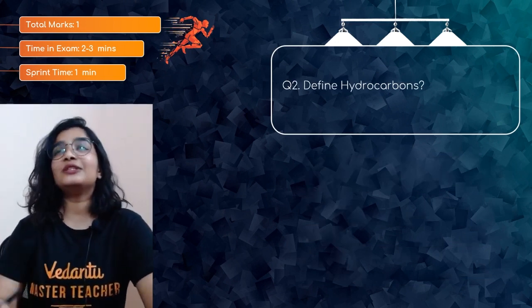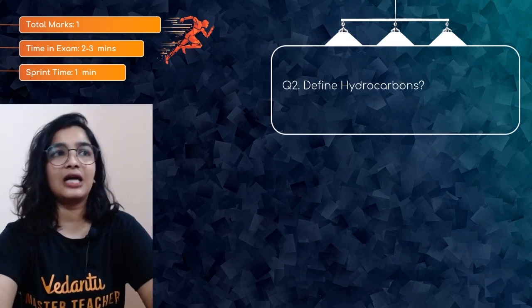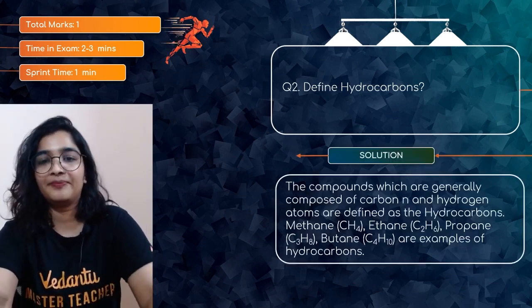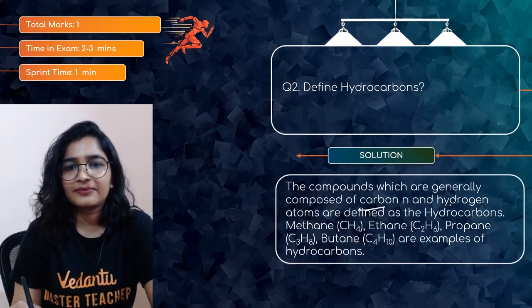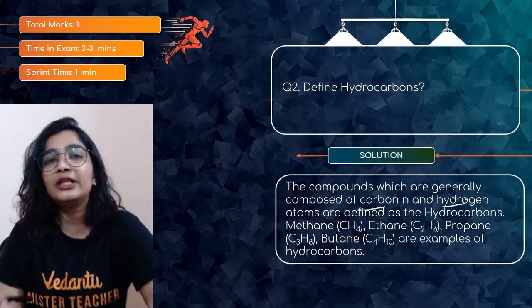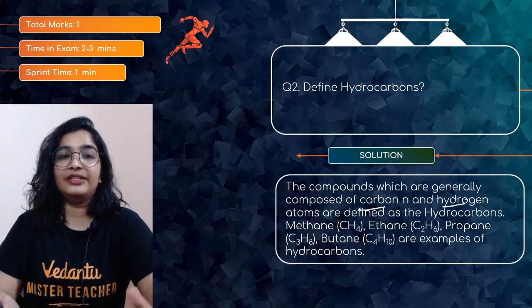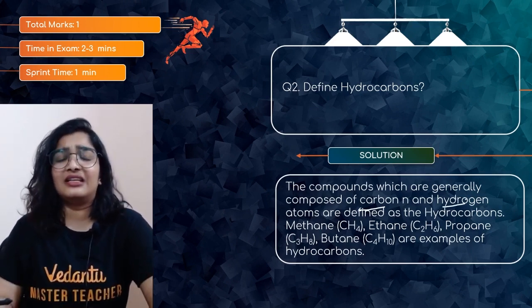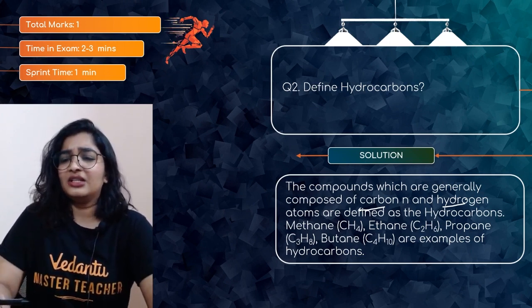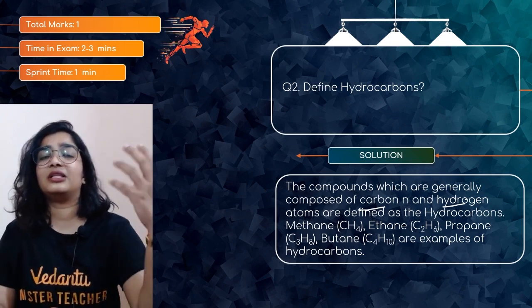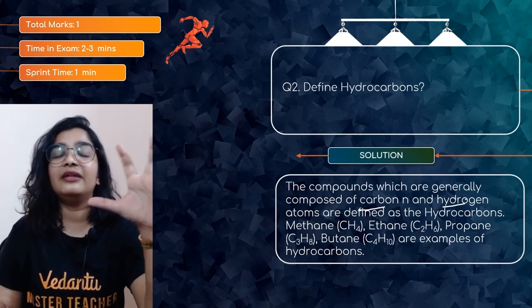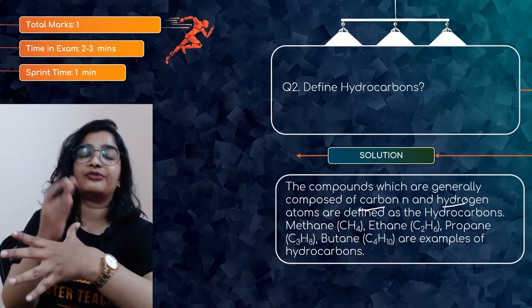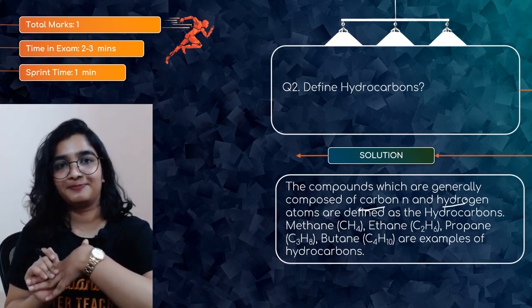Define hydrocarbons. Hydrocarbons are the carbon compounds, or organic compounds, containing only hydrogen and carbon. That's it. Only carbon and hydrogen will be present in these types of compounds. Alkanes, alkenes, alkynes can be saturated or unsaturated, but they will only contain carbon and hydrogen. So the composition of a compound is only carbon and hydrogen.